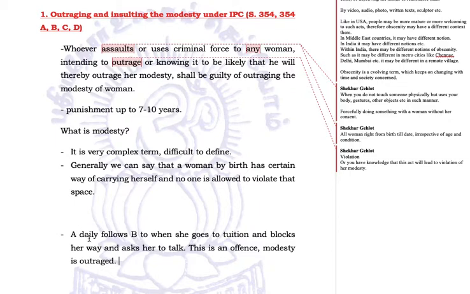Now he has taken note of her timetable, at what time she goes to tuition, at what time she comes back from the tuition. He is following her every day. And one day he blocks her way, doesn't let her leave. He blocks her way and asks her to talk to him, that you should talk to me. Now he is trying to assault. He is blocking the way. He is assaulting. He is using criminal force as well. The girl is threatened. This is an offense. Modesty is outraged.